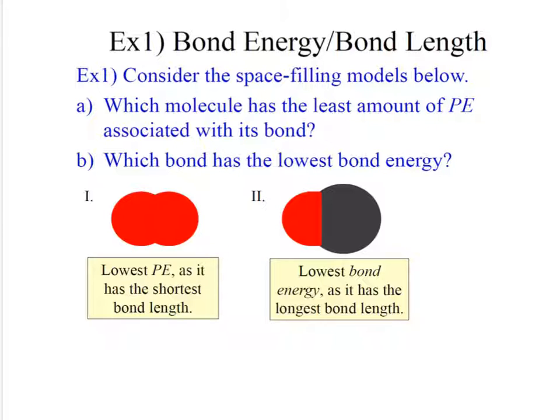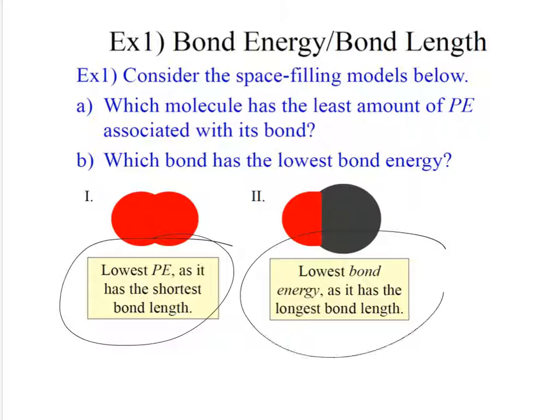So which molecule would have the least amount of potential energy? Well, it would be this one because it has the shortest bond. Which bond has the lowest bond energy? This would be the lowest bond energy because it has the longest bond length.